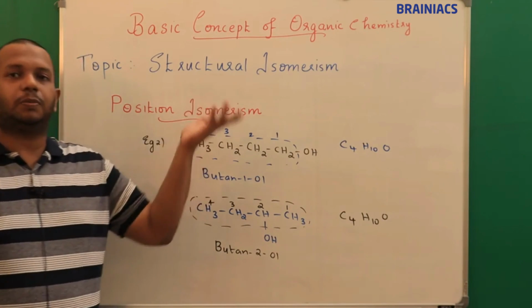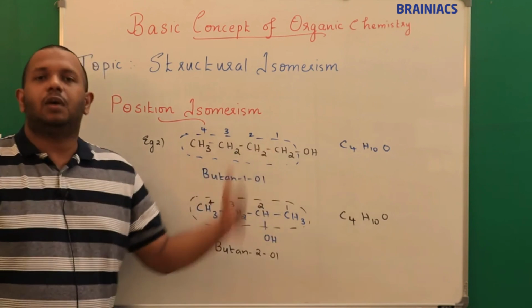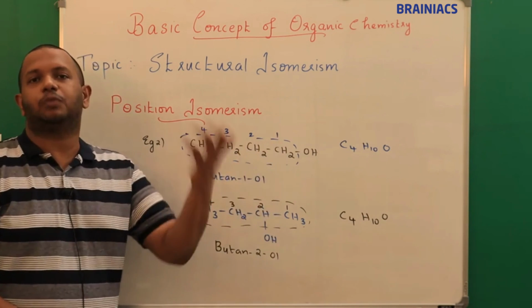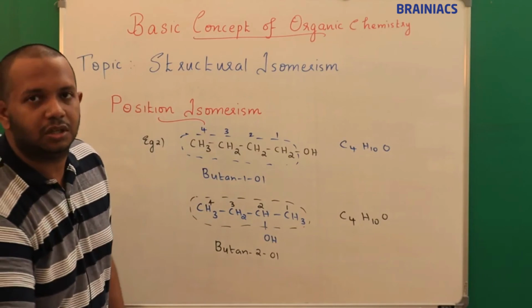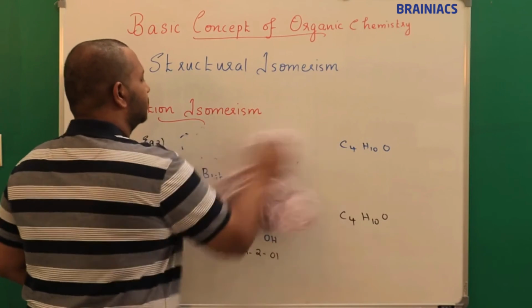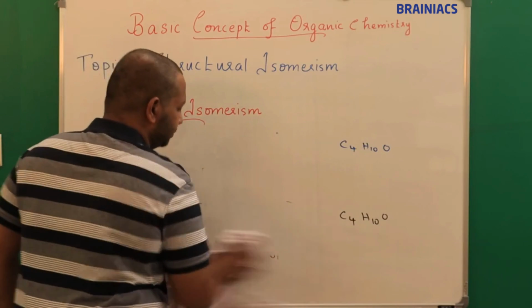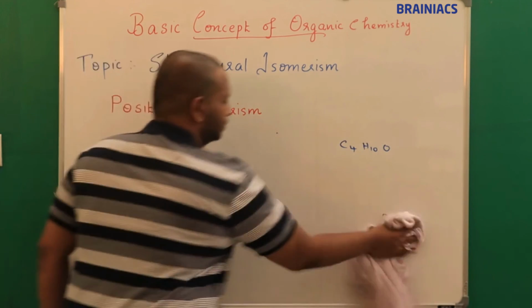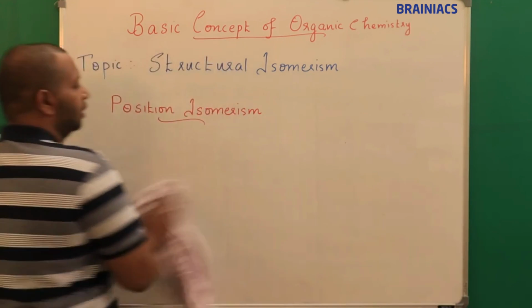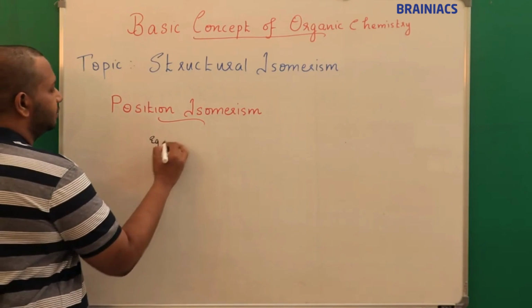Correct? So in the first one the position of the double bond was changed. In the second one the position of the functional group was changed. Now let's see one more example for the position of the substituent getting changed. Okay? So let me give an example so that it becomes crystal clear for you. Okay? So we will go to the third example, example 3.